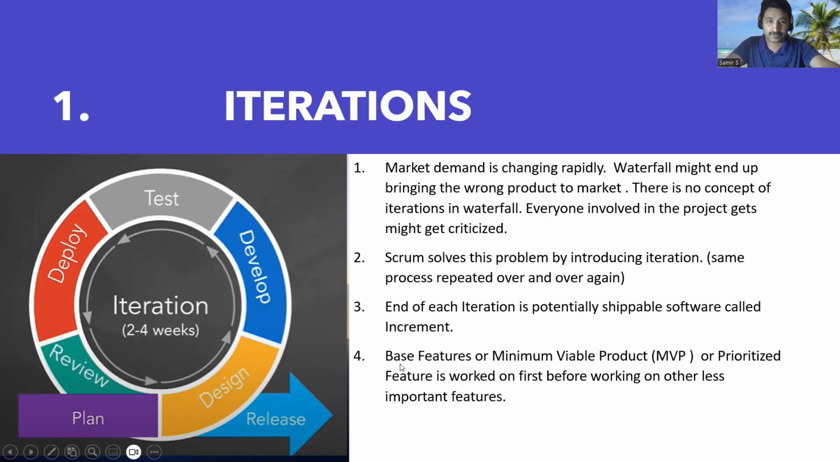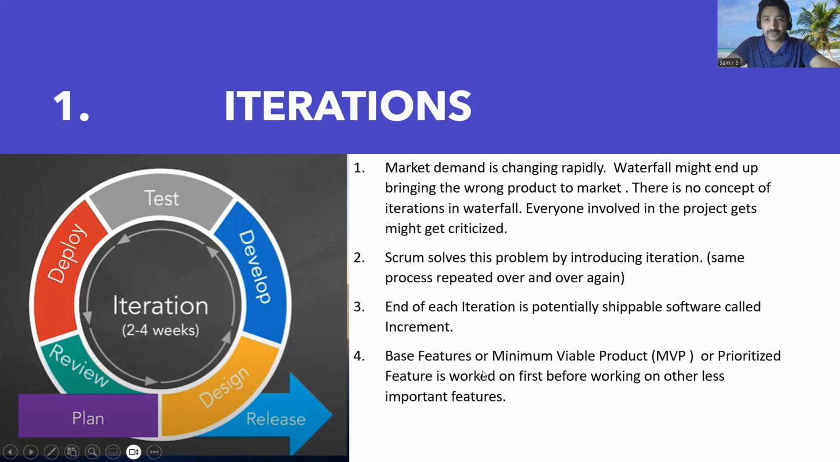And the fourth point is that base features, or minimum viable product, or prioritized features, are worked on first before working on other less important features. So when we talk about Scrum, we know that it goes iteration by iteration. Now, what will be in the first iteration? That will be the base feature, also called the minimum viable product, MVP, or the prioritized feature.